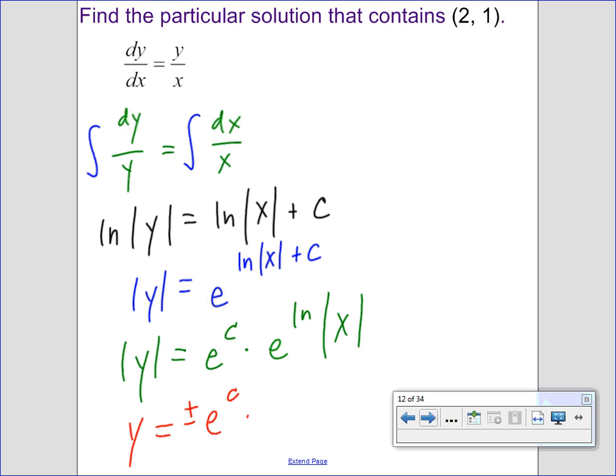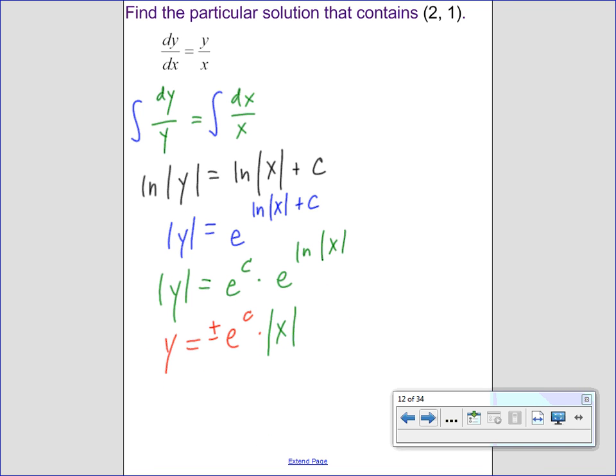And what's e to the ln of absolute value of x? x, right? e undoes the natural log, so e to the ln of blah is just the blah. Our plus or minus e to the c is a constant. We'll call that a.